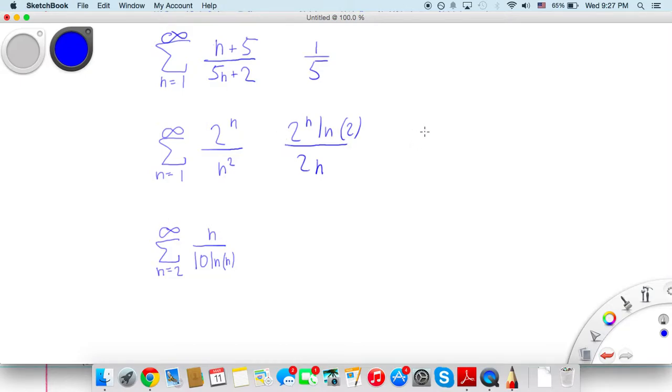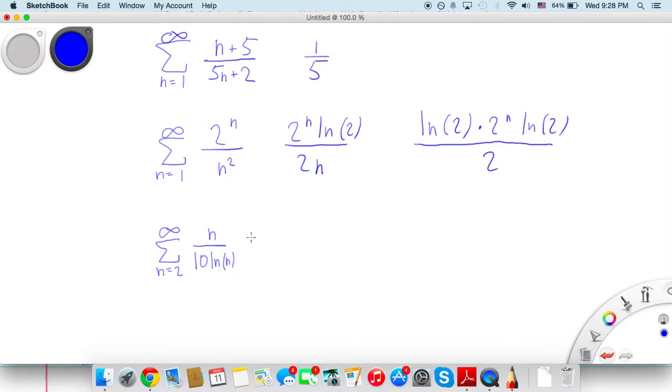So we have to use L'Hopital's yet again. So ln of 2 is a constant, and then the derivative of 2 to the n is just 2 to the n times the ln of 2. And the derivative of the bottom is 2. So now we can evaluate the limit. And we can see that the limit is equal to infinity. In other words, it doesn't exist, which obviously is not 0. So this series diverges also.